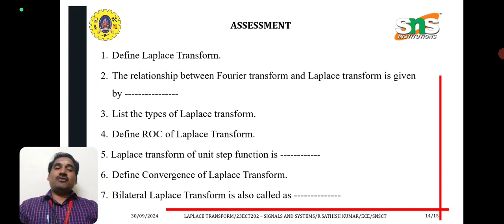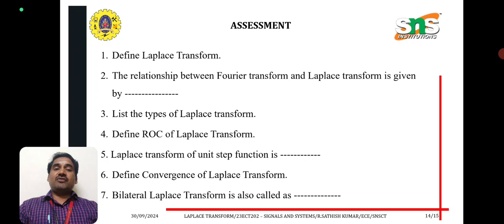List the types of Laplace transform. First type, unilateral Laplace transform. Second type, bilateral Laplace transform. Define ROC of Laplace transform. The range of values of sigma for which the Laplace transform converges is called the ROC of Laplace transform. Laplace transform of unit step function is given by X of s is equal to 1 by s.